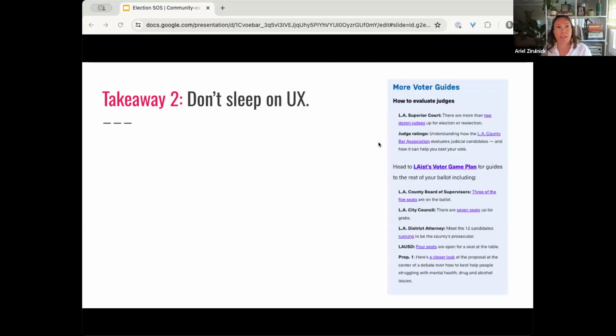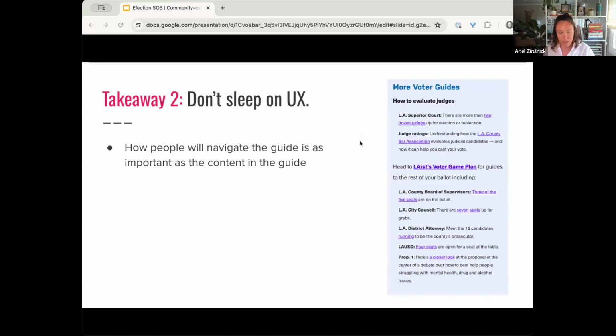But while Bree was helping us really think through how the content in the voter guide needed to change, a lot of what I spent my time thinking about is how are people going to experience the voter guide? It's not enough just to think about how the content is serving people's information needs, but making sure that they're able to move through the guide easily and find the information that they are there to get.